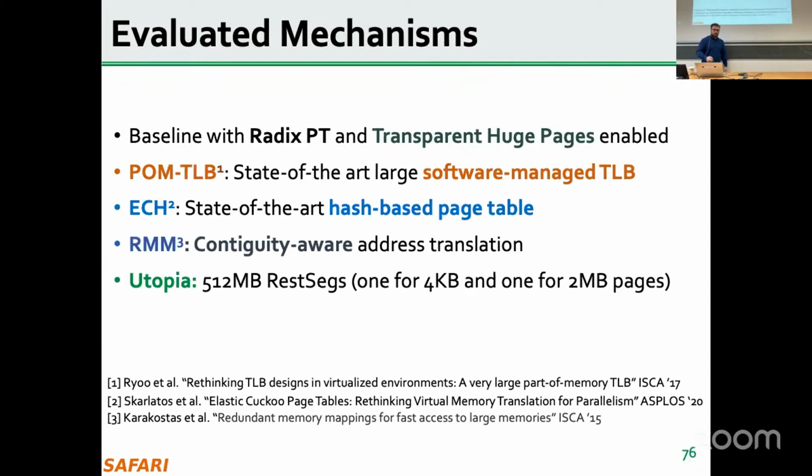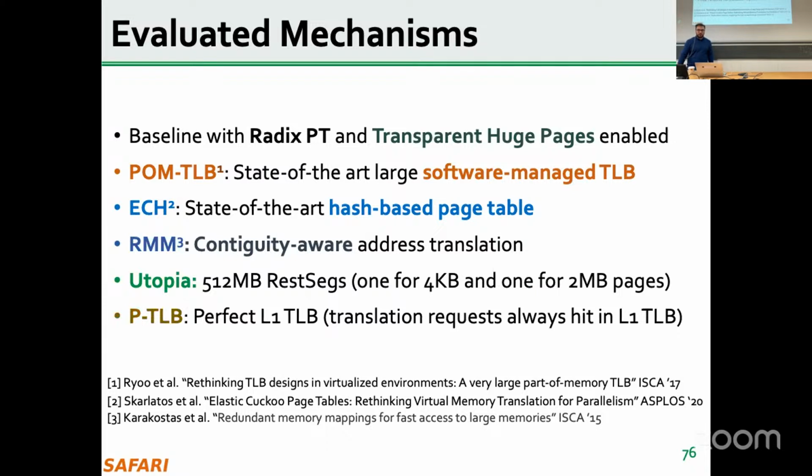What did we evaluate against? We have 4 comparison points. The baseline system, which uses a very large software-managed TLB. I will explain what a software-managed TLB is in the next paper. We have the state-of-the-art hash-based page table, the elastic cuckoo hashing. We have a scheme that uses very fast address translation by enforcing a contiguous mapping between the virtual and the physical addresses, so that you can calculate the physical page with a single offset. Utopia with 2 segments, 512 megabyte segments, and a scheme that uses a perfect L1 TLB, so that we see how close Utopia is to an Oracle study where we'd always hit in the L1 TLB.